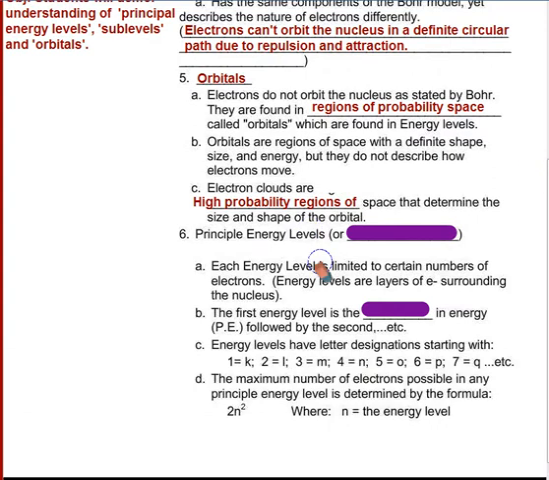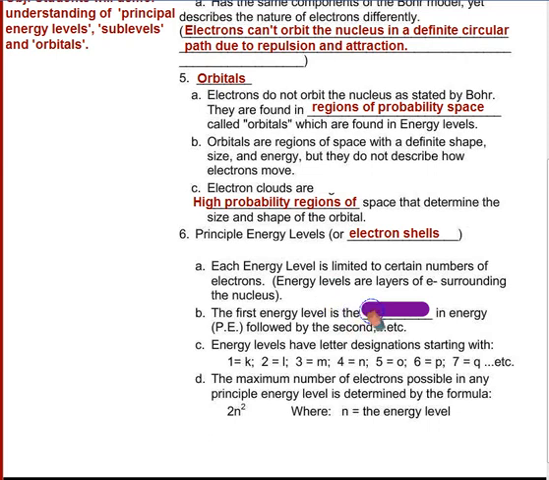Okay, which brings us to principal energy levels. When electrons are in orbitals, they have principal energy levels, or electron shells, which is what you might remember calling them from your biology class. Each energy level is limited to certain numbers of electrons. They are layers of electrons surrounding the nucleus.